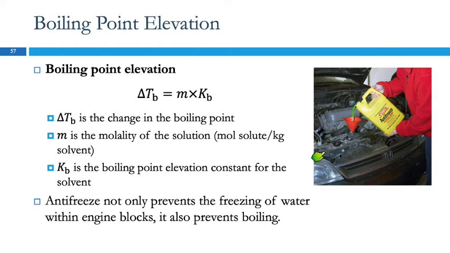So here we have a picture of someone pouring antifreeze into their car radiator. And by adding antifreeze, which is often ethylene glycol, that causes the freezing point to lower and the boiling point to elevate. And so then your radiator can function and cool your engine over a wider range of temperatures, which is a really good thing.